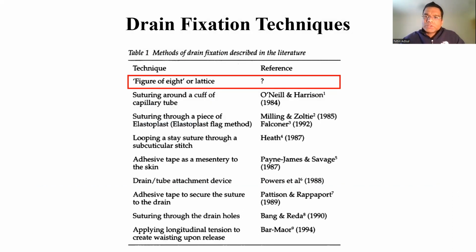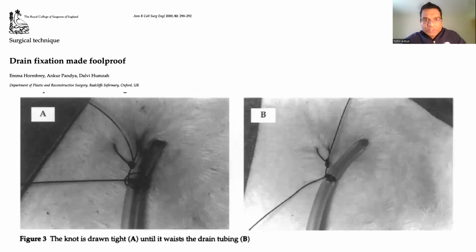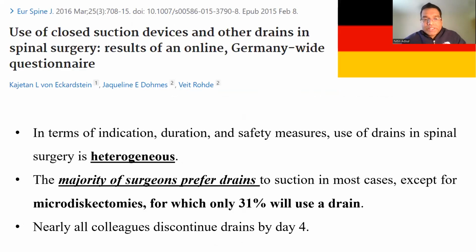Now the fixation technique. In most centers they use a fixation technique called figure of eight, but I was searching the literature and there is nothing about it, even in the Royal College literature. I found one paper with a foolproof fixation method. You just have to make a vest along the drain with a few knots. There is no need to put multiple simple knots around the drain. People put around 9 or 10 knots so that the drain doesn't come out, but that is not required as per this technique.